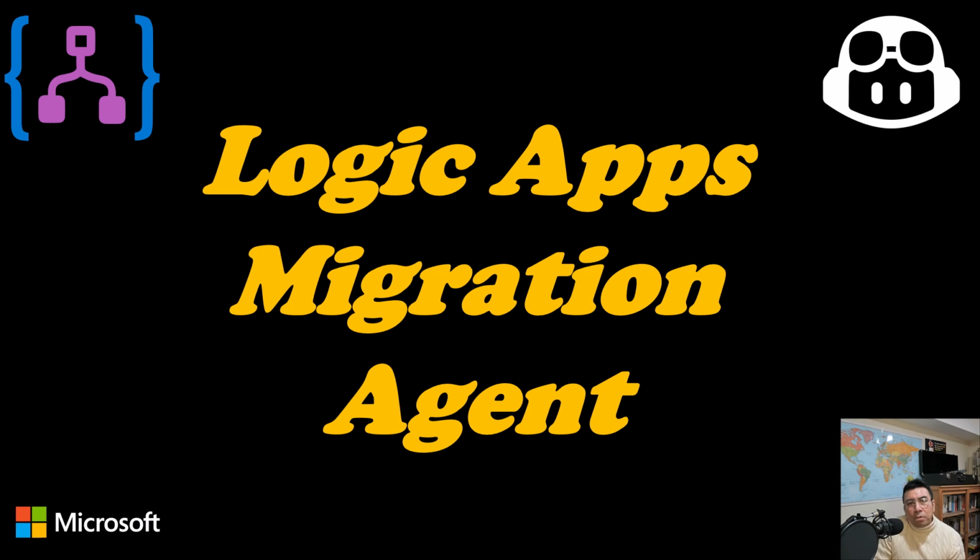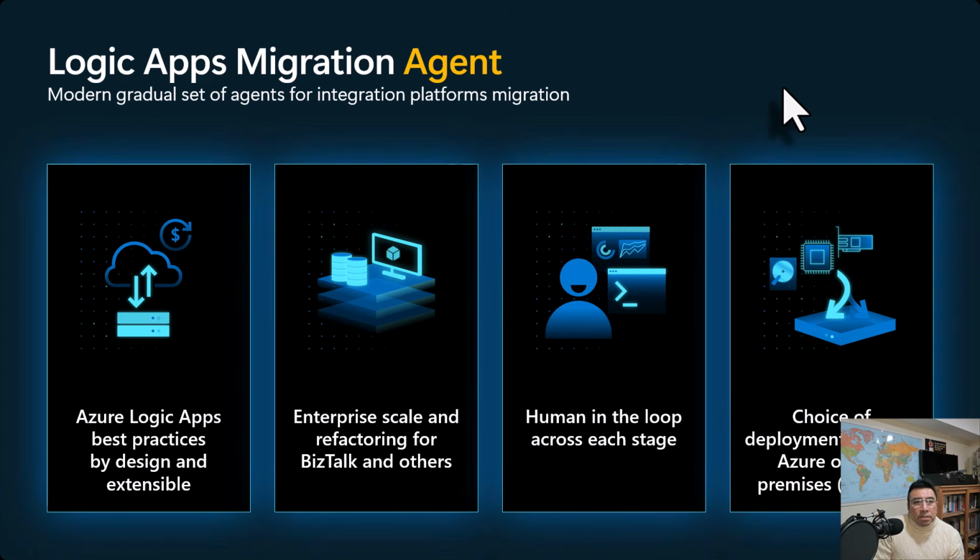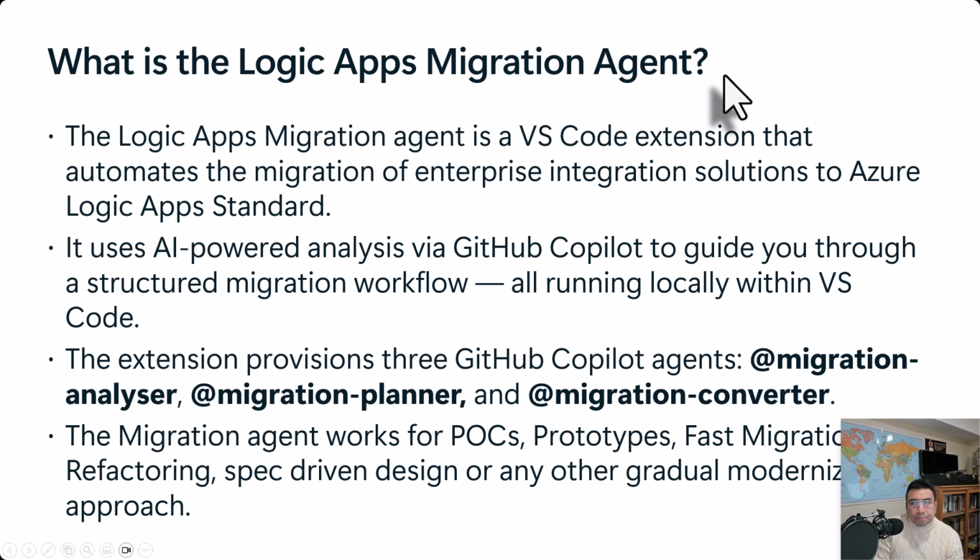My name is Harold Campos and today I will be speaking about the Logic Apps Migration Agent. The Logic Apps Migration Agent is a set of agents for integration platform migration to Logic Apps. It will incorporate Azure Logic Apps best practices by design, and it is extensible. It will provide enterprise scale and refactoring for BizTalk and other integration platforms. It includes stages for human in the loop across each stage, and it has a choice of deployment options, Azure or on-premises via Logic Apps Hybrid.